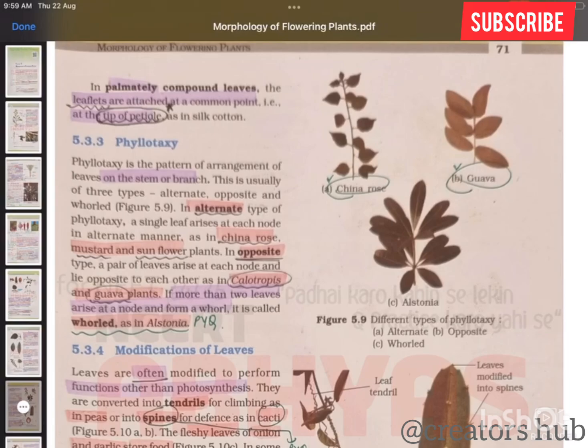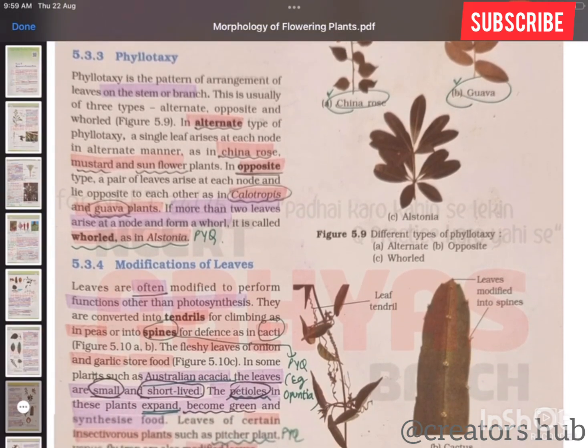Phyllotaxy. Phyllotaxy is the pattern of arrangement of leaves on the stem or branch. This is usually of three types: alternate, opposite, and whorled.